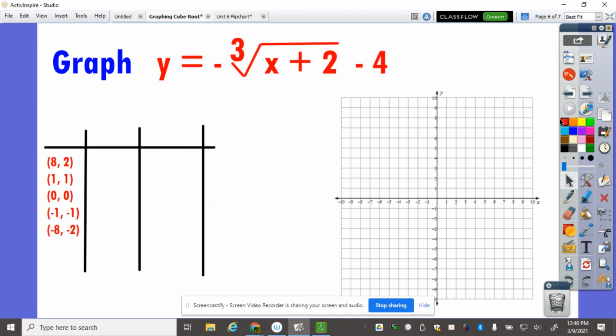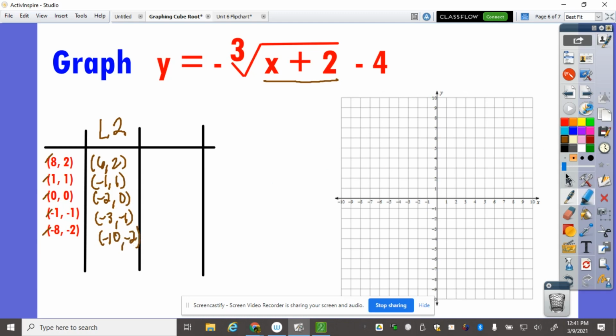Next, what if we have y equals negative cube root of x plus 2, minus 4. There's a multiplier of negative 1 there. Again, we stick with our 5 basic points from the parent function. And the plus 2 here tells us to go left 2. That means we're going to subtract 2 from the x value. So this becomes (6, 2), (-1, 1), (-2, 0), (-3, -1), and (-10, -2).